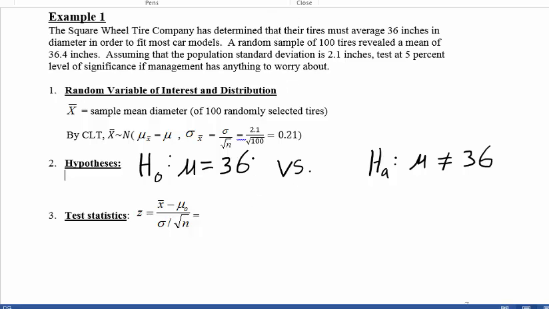I have the hypothesis set up. We are testing if the population mean diameter of the tires is 36 versus if it's different from that, if it's above or below 36, so not equal to 36. This is a two-sided test, not equal to. We compute the test statistic quickly. I take the sample mean given in the problem, minus the null hypothesis average, this 36, over the standard error of x bar, this 0.21.